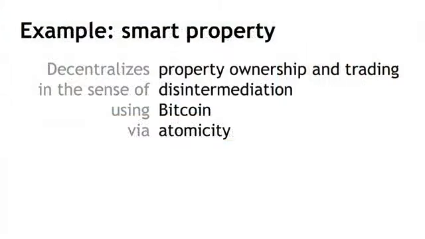Let's go back to smart property once again. So what is smart property? It decentralizes the notion of property ownership and trading, which are 2 related but somewhat distinct things. And it decentralizes in the sense of disintermediation. You don't need an intermediary anymore like the state or the DMV. And in the example that we saw, it was achieved using the Bitcoin blockchain itself, but you could achieve it using any of the other 3 methods. And finally, the key security principle that we used was atomicity in tying together the payment with the transfer of the car ownership.